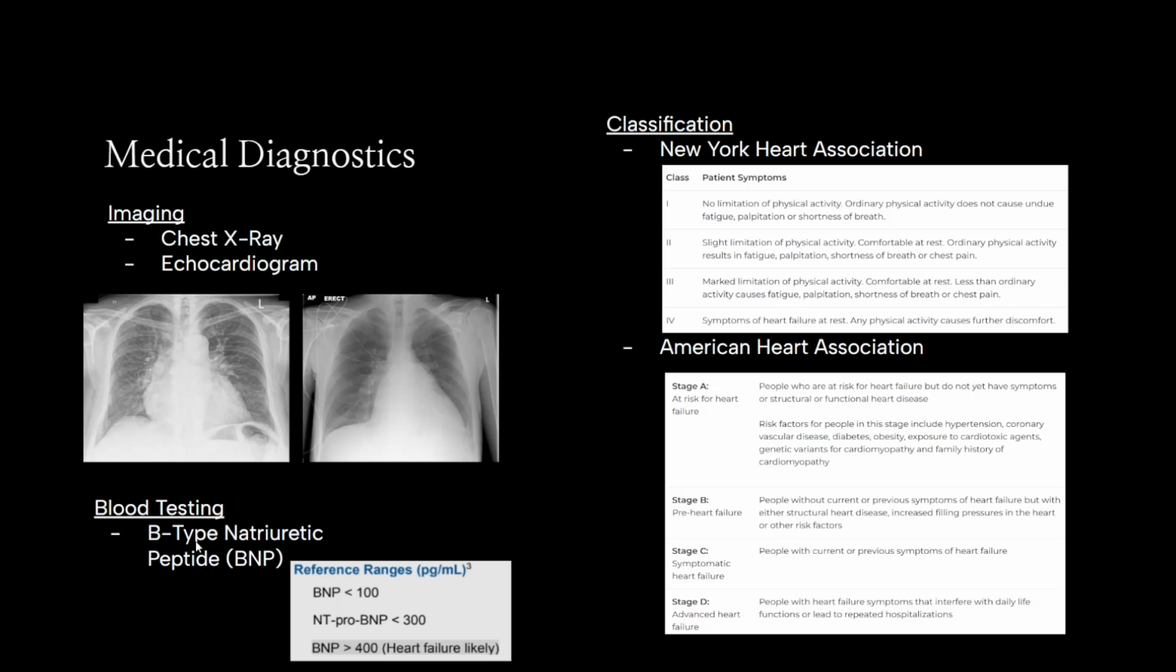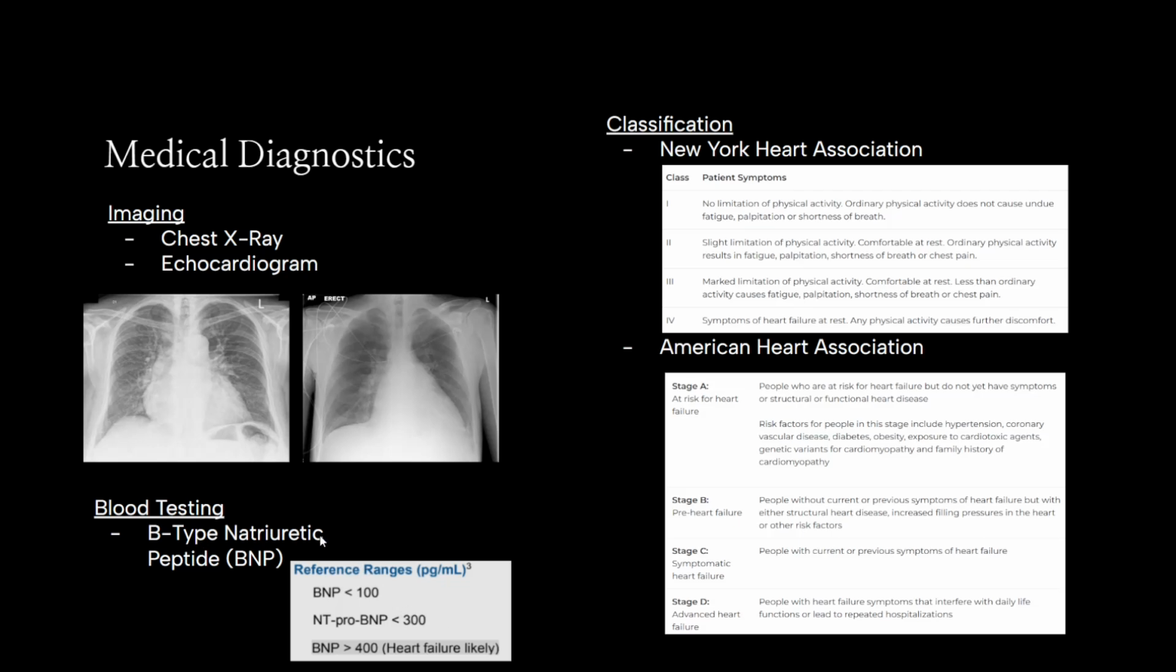So we have B-type natriuretic peptide. These are the values as per the APTA guidelines. In general, less than 100 is considered normal. 100 to 300 would suggest heart failure. 300 to 900 would be considered mild to moderate heart failure. And above 900 is considered severe heart failure.